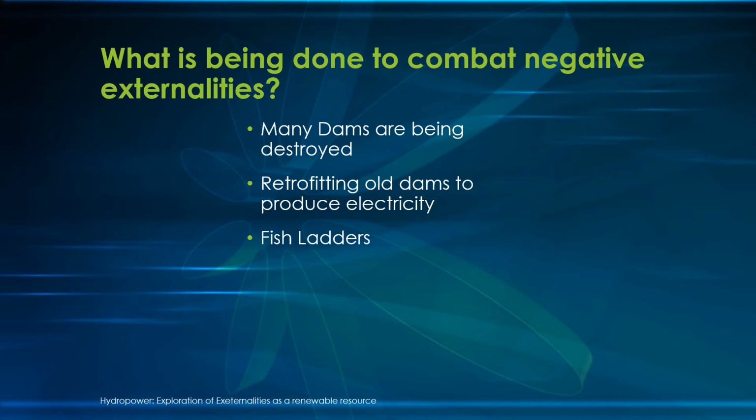Dam builders have also taken new measures to help aid fish migration. They have incorporated fish ladders, which are basically a way for fish to bypass the physical structure of the dam. While it's not a perfect solution, at least it's an option.